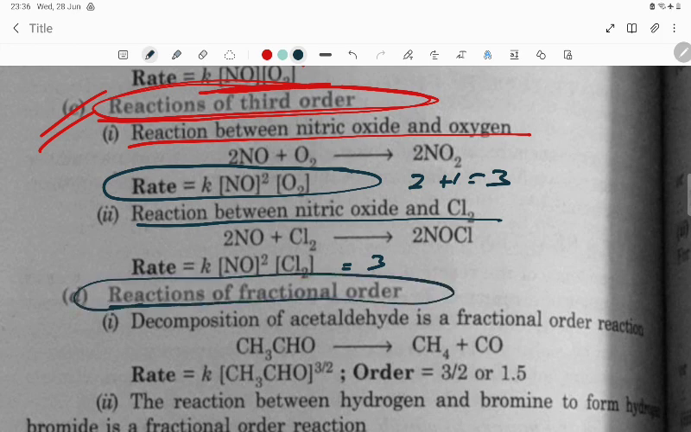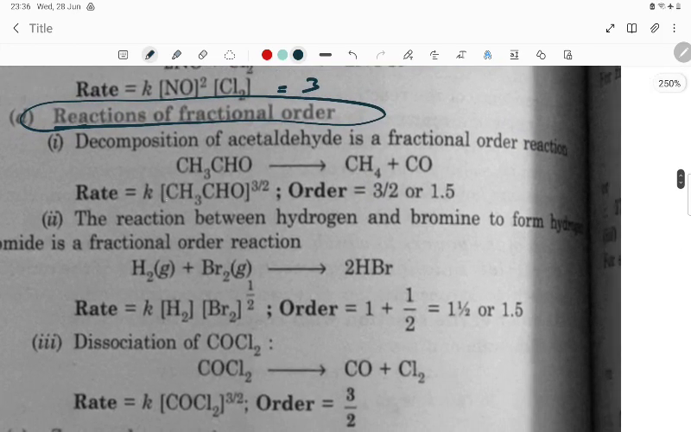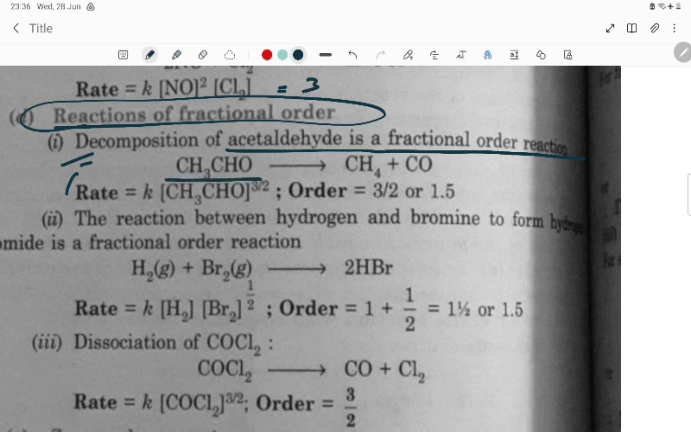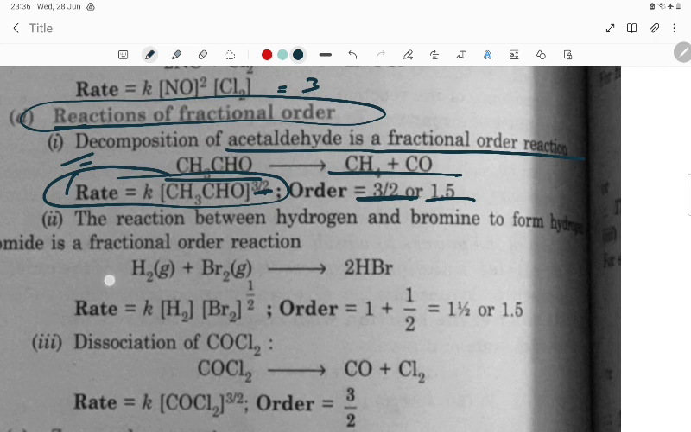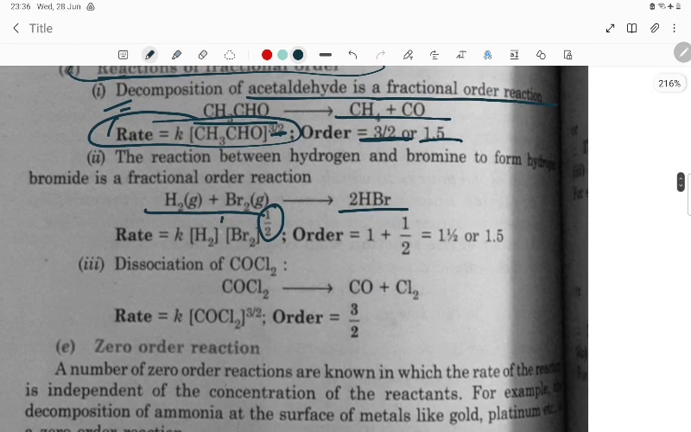A reaction is also possible in fractional order. Decomposition of acetaldehyde is a fractional order reaction. CH3CHO gives CH4 plus CO. Here the rate expression has the power 3 by 2, so the order is 3 by 2, that is 1.5. H2 plus Br2 gives 2HBr. Here it is also a fractional order reaction: 1 plus half is 1.5. COCl2 is also 1.5.